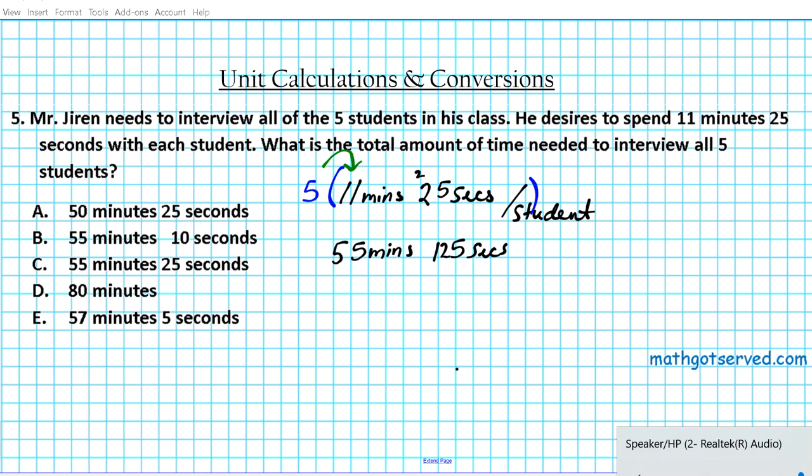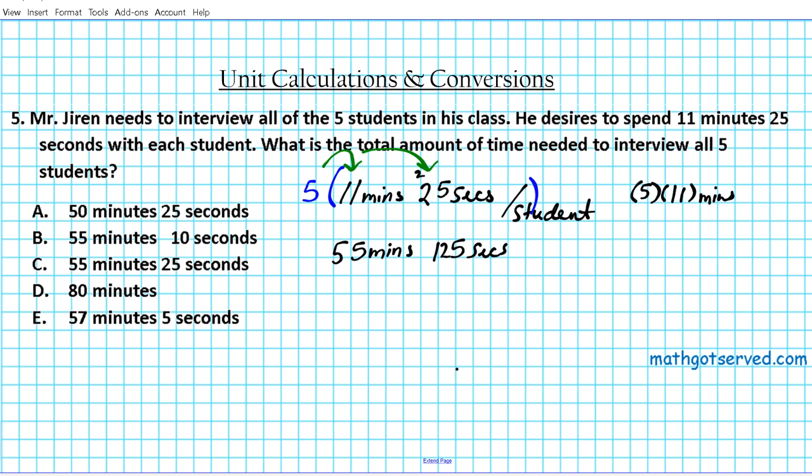All right, so basically what we did, think about it as though we're distributing this 5 to the 11 and also to the 25, so distributing the 5 here and here, okay? And then when we carry out the distribution, we have 5 times 11 for the minutes part, right? That's for the minutes. That's what gave us 55, and then we'll have 5 times 25. That will be for the seconds part. That gives us 125 seconds. So this is the time for 5 students.